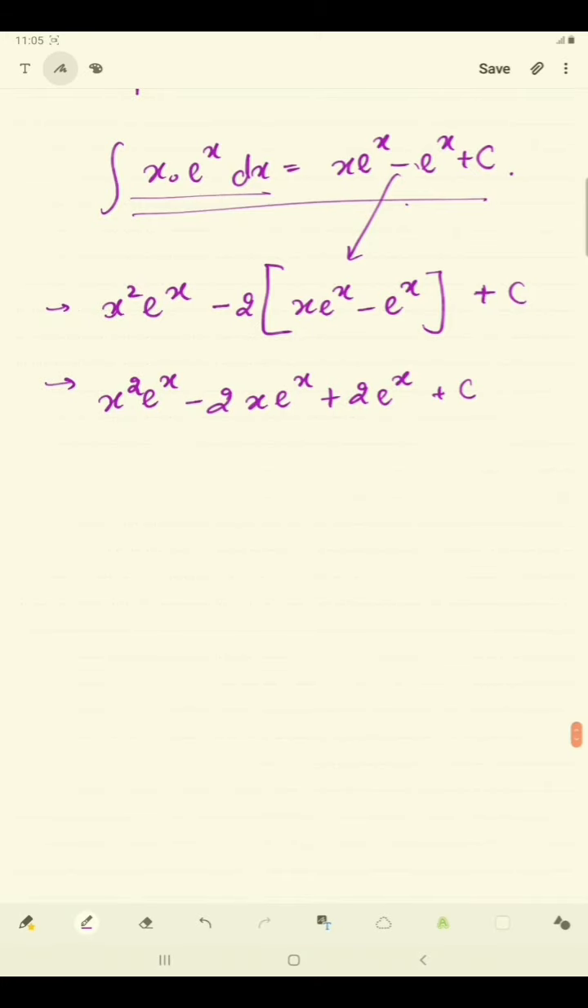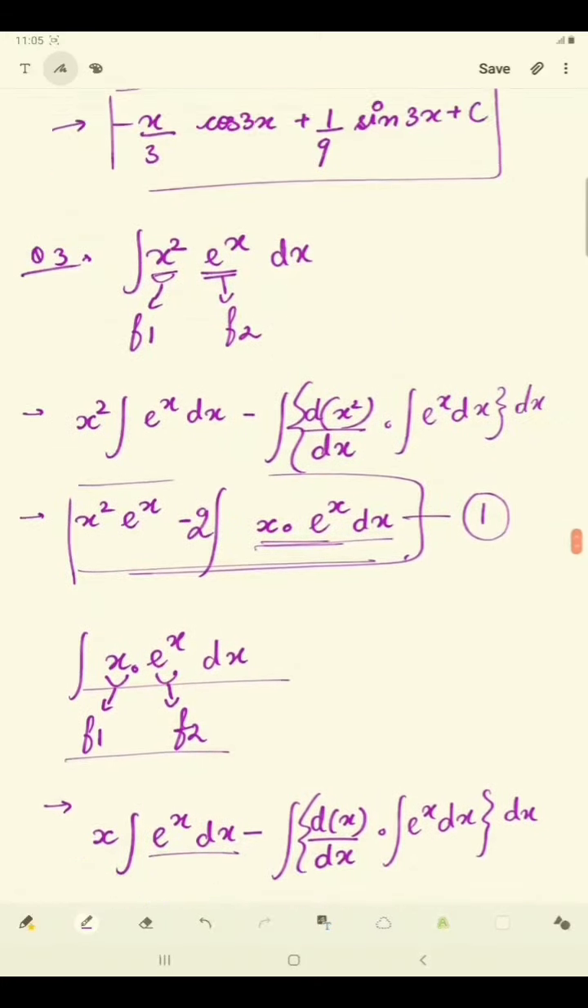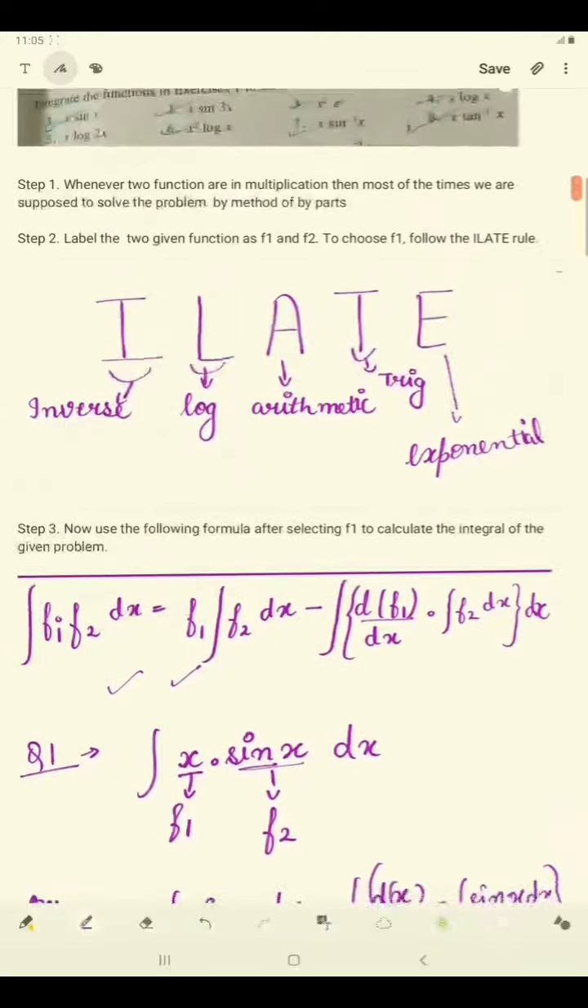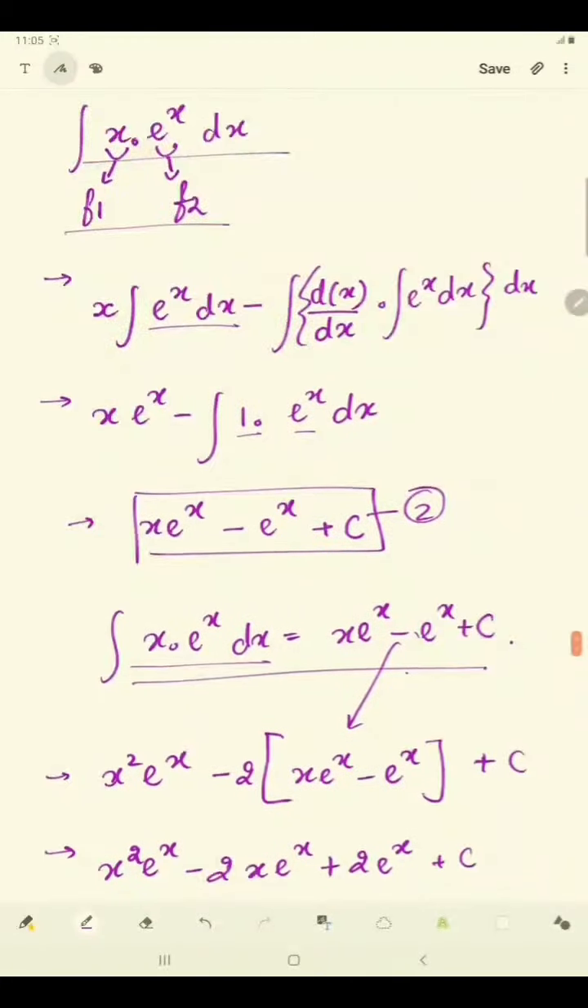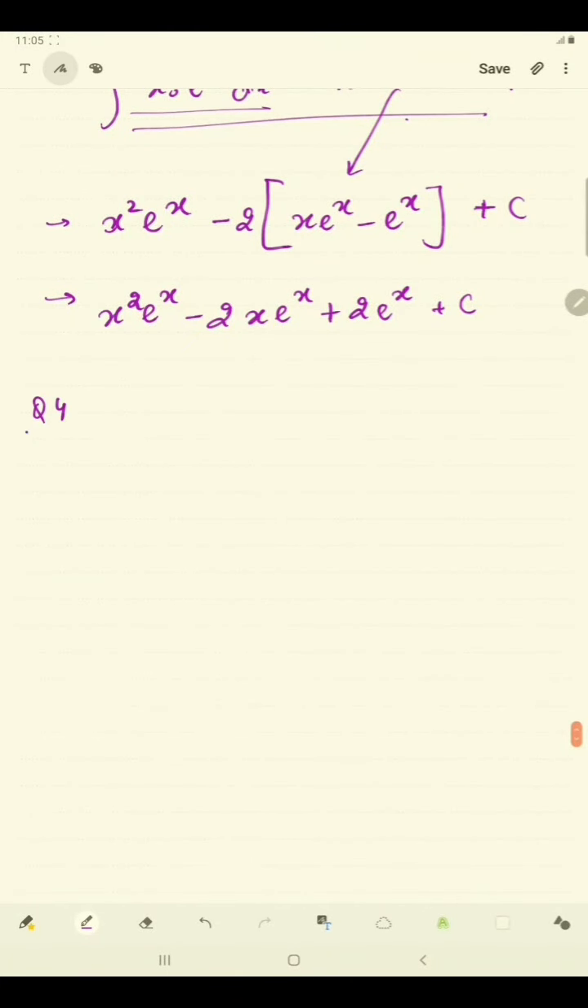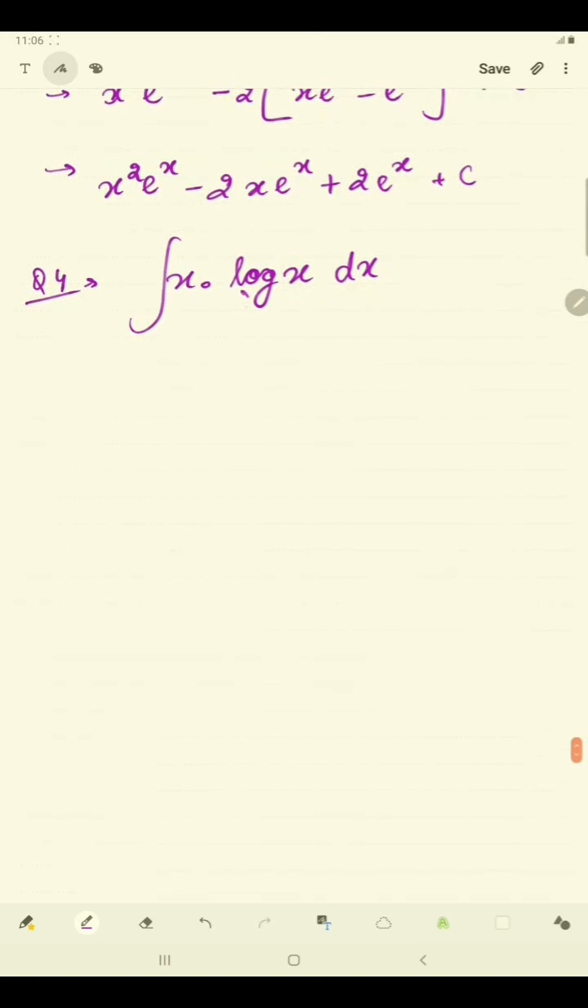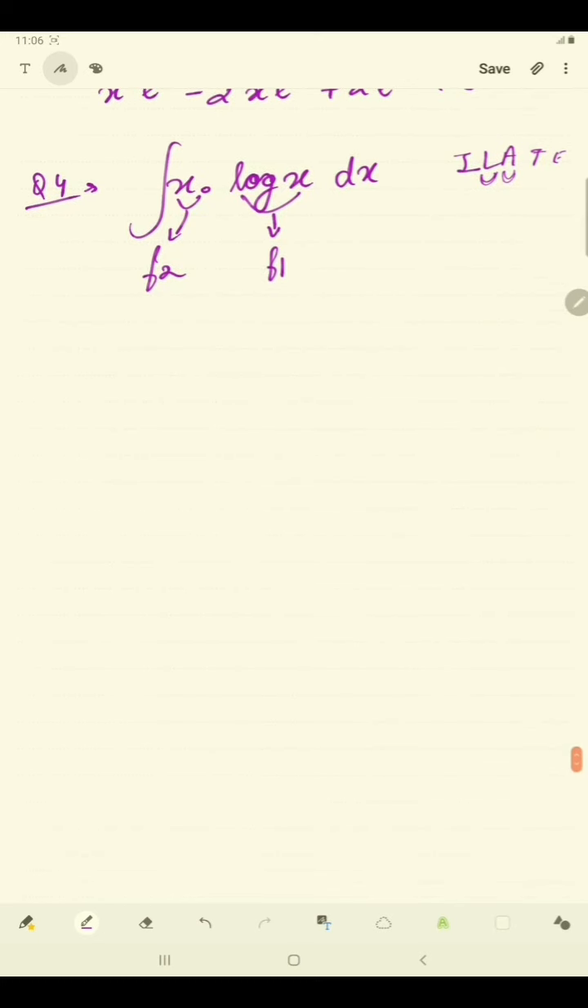And now we need to move further. So now we need to do question number 4, where it is x log x. So question number 4 is x log x. Now, with logarithmic, if you write it here, we have L as logarithmic and A as algebraic. So this is f2 in this case and this is f1.